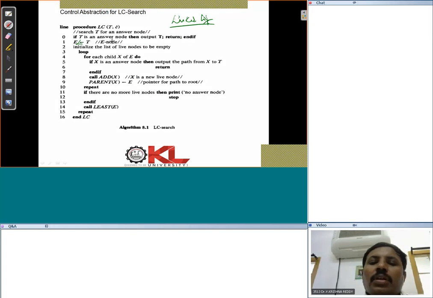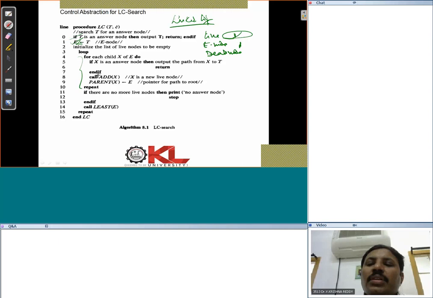So what is the logic for least cost? As per our previous discussion, live node, E node and dead node are there. We already discussed these three concepts. After selecting one node as a live node, suppose one is selected, first you have to cross check if it is the answer node in the tree, then you have to declare that answer. Otherwise, take that node as an E node and repeat this process.